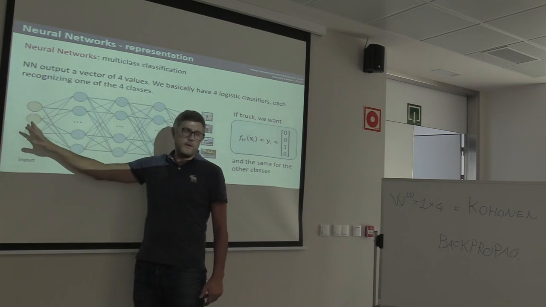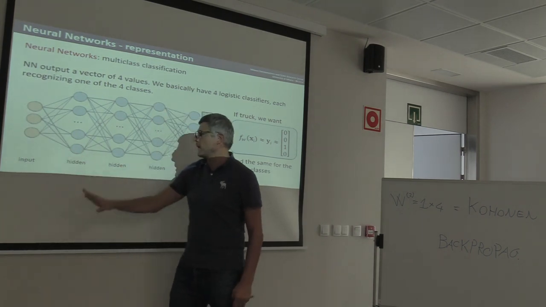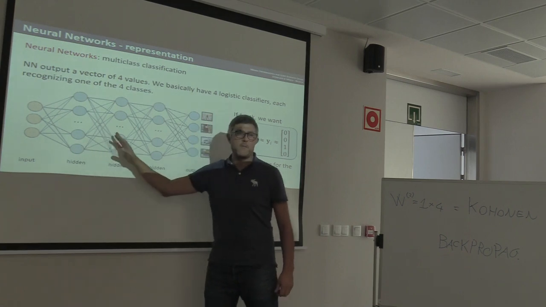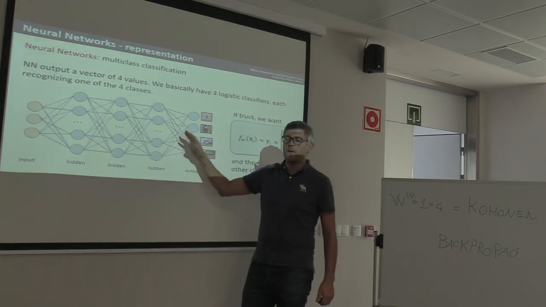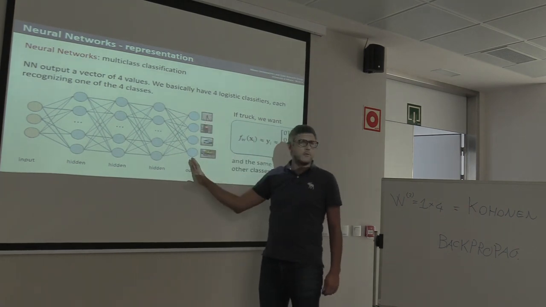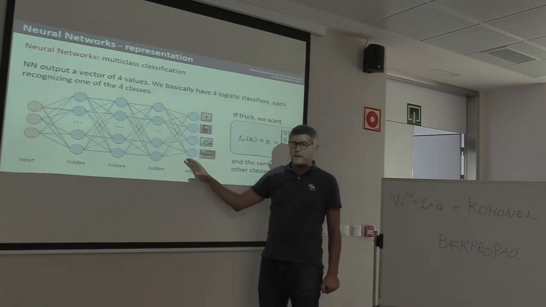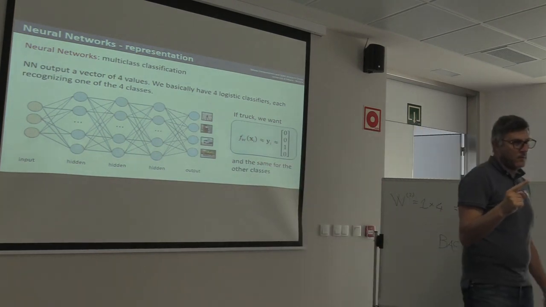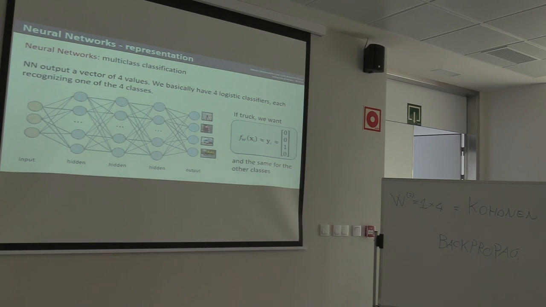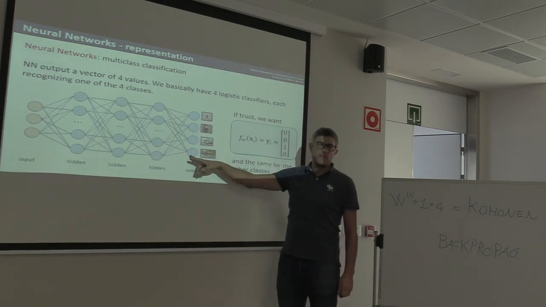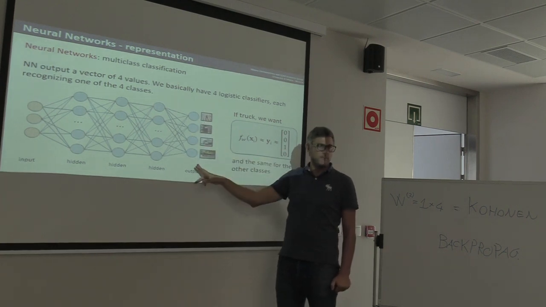We have the input layer. Again, here we have some hidden layers with some neurons. And then we have the output layer. But in the output layer, we do not have just one neuron, we have 4. So we have 4 outputs, and these outputs correspond to the 4 classes.